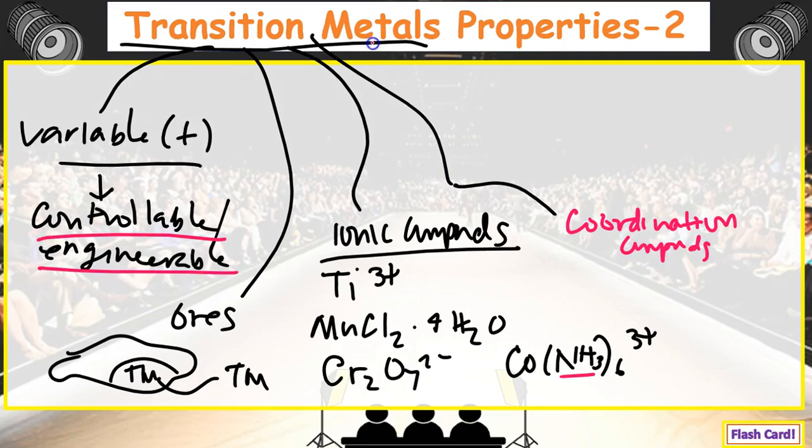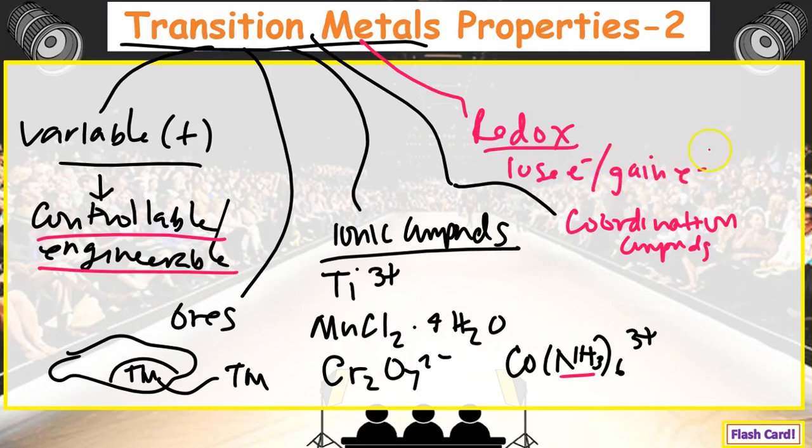Okay. They also can undergo redox chemistry really easily, meaning they can lose electrons and gain electrons really easily. So they're normally going to be really good catalysts as well. So think of platinum in your catalytic converter in your car or something like that.